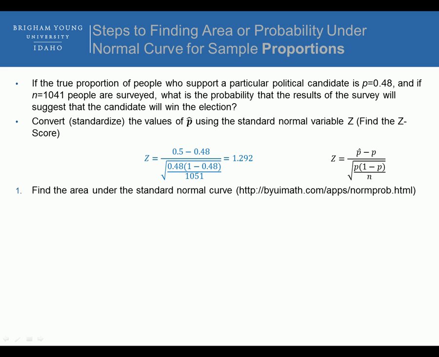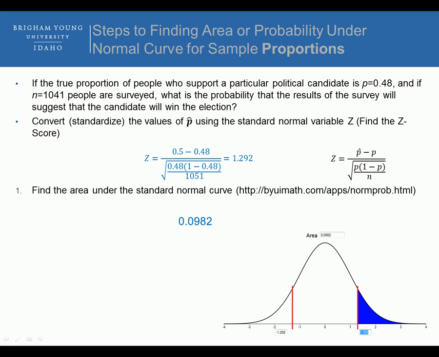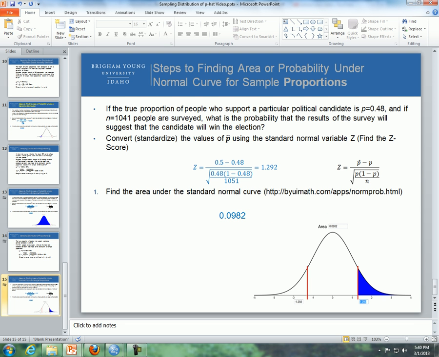The next step is to go to the applet to get our area. I already have the answer up here, but you put 1.292 in the box on the bottom right of the applet. You shade to the right because we're looking for greater than 50%, a majority, and when we shade the area, we get an area of 0.0982. That concludes the video. If you have any questions, please speak to your instructor.